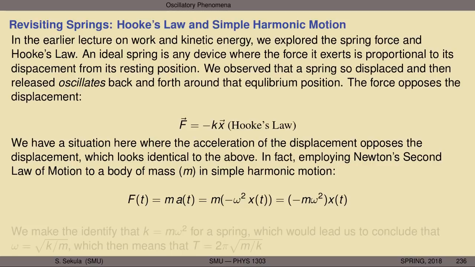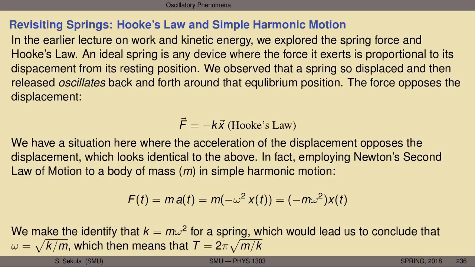Springs, ideal springs, can execute simple harmonic motion. And in fact, we can then make the identity that for a spring, the spring constant is defined as the mass times the angular frequency squared. This would then lead us to conclude that the angular frequency is the square root of the spring constant divided by the mass. Well, this opens up all kinds of relationships.